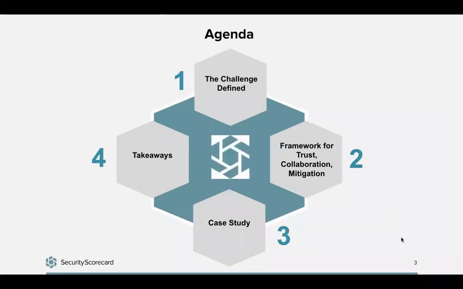So today, we have broken this up into 4 points. We're going to talk about the challenge, and define the challenge a little bit. Then from there, we're going to share with you a framework for how you can work with your vendors in terms of trust, collaboration, and mitigation. So those are the 3 core topics. Then we're going to walk into a case study: a very large company, global top 10, and how they redefined their third-party risk management program. And then we're going to talk about the takeaways, a couple of things that I want you to remember when we're done with all of this. So let's dive right in and let's talk about the challenge.